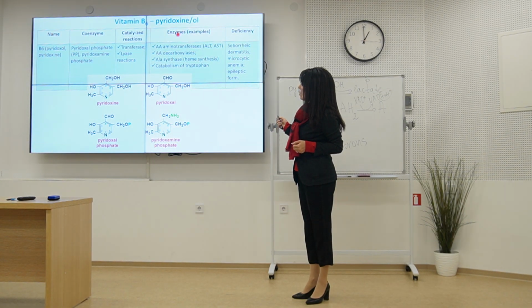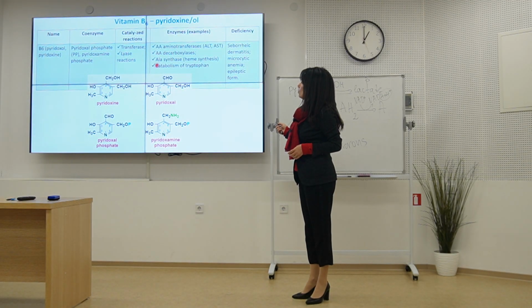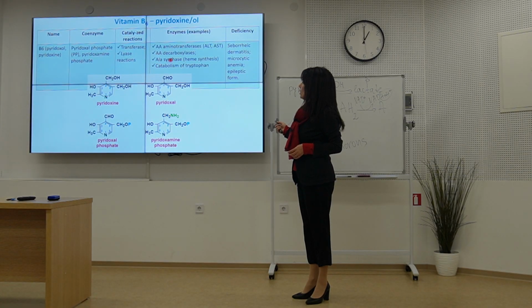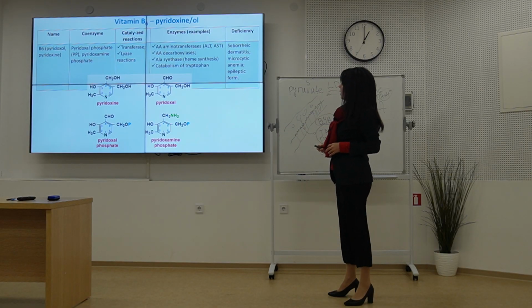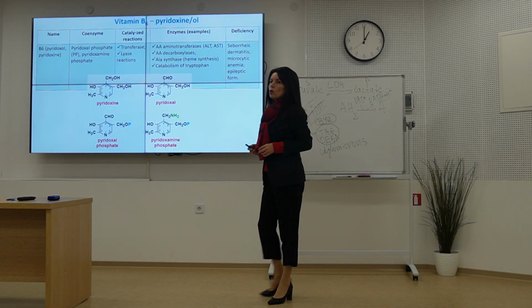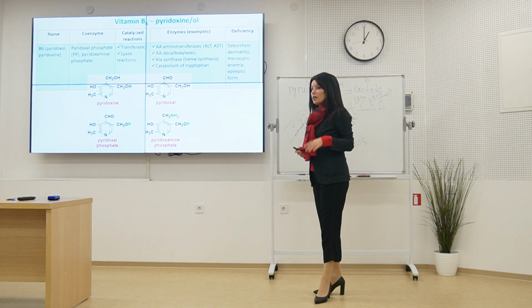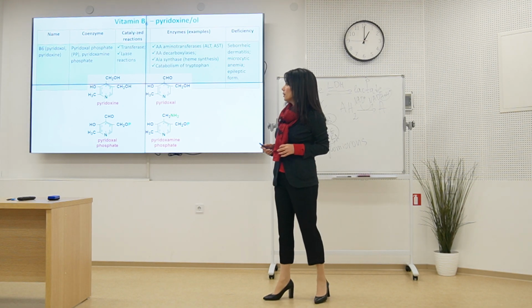That's why the example enzymes are amino acid aminotransferases like ALT, AST, then decarboxylases, all decarboxylases, and some specific examples like ALA synthase or in catabolism of tryptophan. Deficiency causes seborrheic dermatitis and microcytic anemia, and there is some epileptic form with deficiency of B6. B6 can be saved in small quantity, by the way, it's an exception.